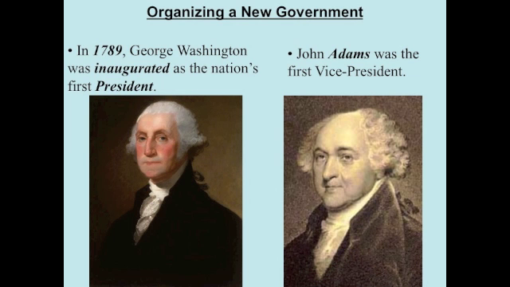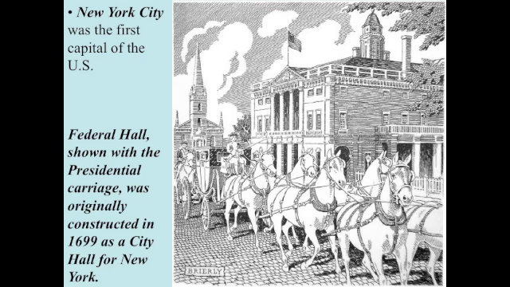With all these problems facing the U.S., George Washington is inaugurated as the first president of the United States in 1789. John Adams is selected as the first vice president of the United States. Both Washington and Adams belong to the Federalist political party. New York City officially becomes the first capital of the United States, and George Washington takes the oath of office in front of Federal Hall in New York.